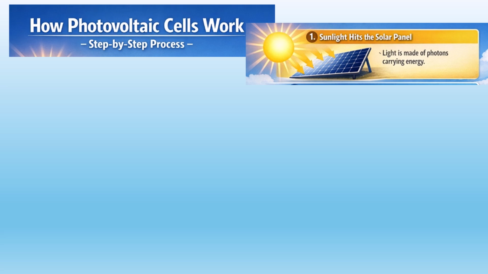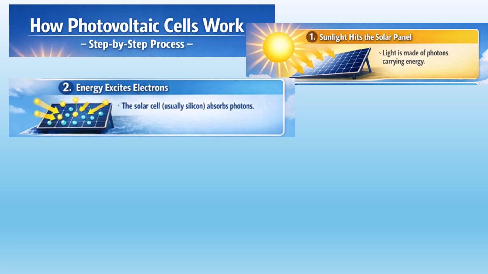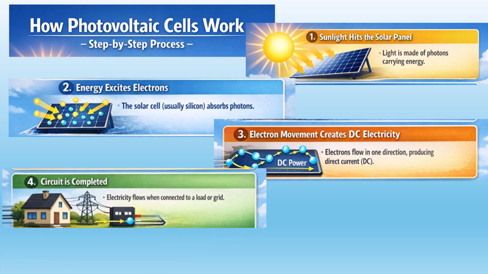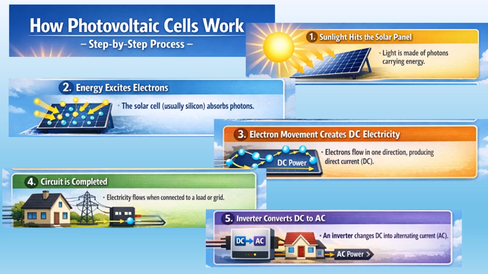Step 2. Those photons are absorbed by the solar cell, usually made of silicon, and their energy excites electrons, knocking them free. Step 3. Those free electrons flow in one direction, creating direct current electricity, or DC. Step 4. That DC electricity flows through the circuit when connected to a load or the grid. Step 5. An inverter converts the DC electricity into alternating current, or AC, the type used by all household appliances.